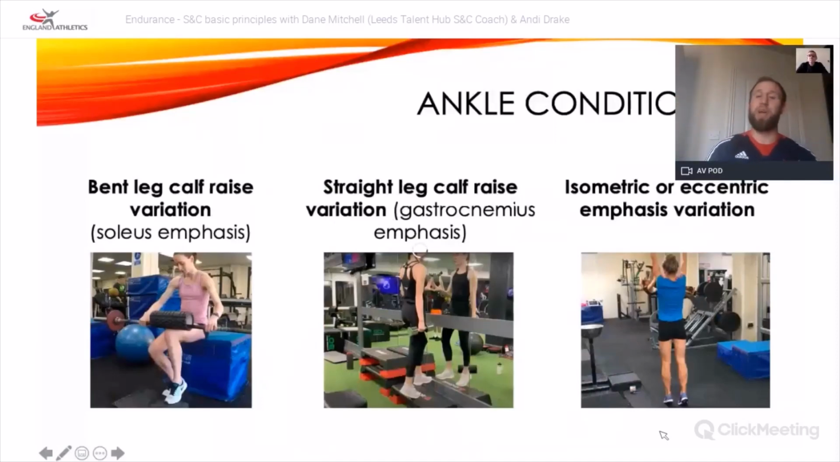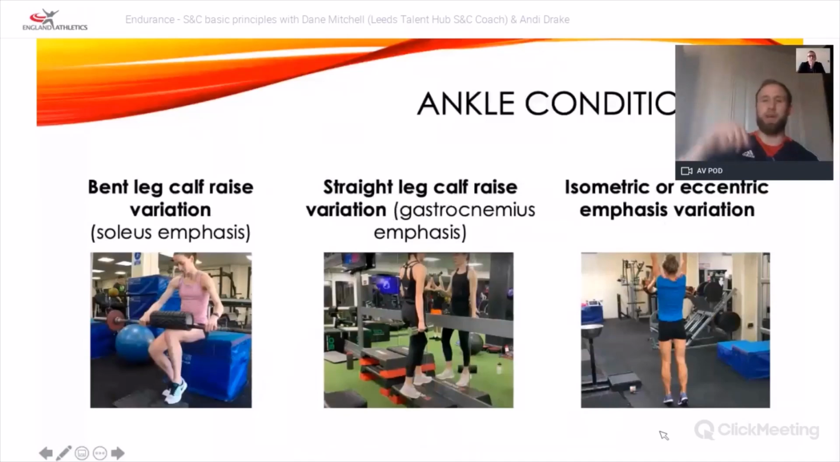So in my programs, I generally have a calf raise variation with a straight leg, with a straight knee. This is to emphasize the gastrocnemius, which is the muscle on the back of your lower leg. There's two kind of chicken fillets. It looks a bit like that. So that's the gastrocnemius. With a straight knee, it puts your gastrocnemius in a more optimal length to contract. Whereas with a bent knee position, like you see the athlete on the left sat down with the weight on the knee, the soleus, quite a large muscle underneath the gastrocnemius, becomes a little bit more of an optimal length.